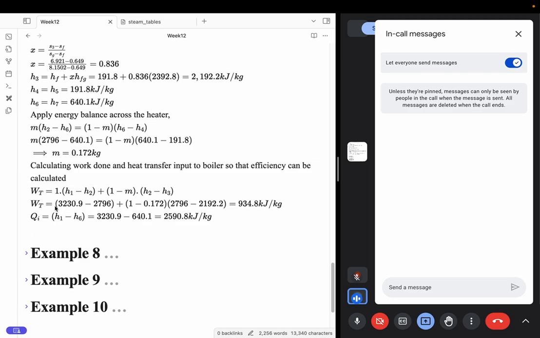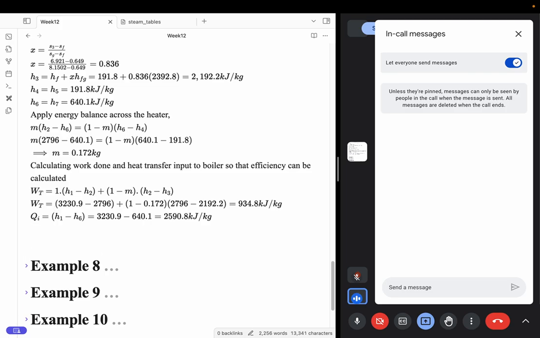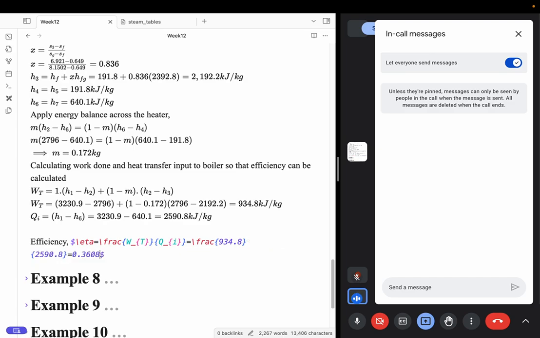So now how do I calculate efficiency? Efficiency is again straightforward. This is the first part of the question. The efficiency will be your work done divided by your heat input, output by input. Work done is 934.8 divided by 2590.8. That is coming to around 0.3608. So it is around 36% efficiency.